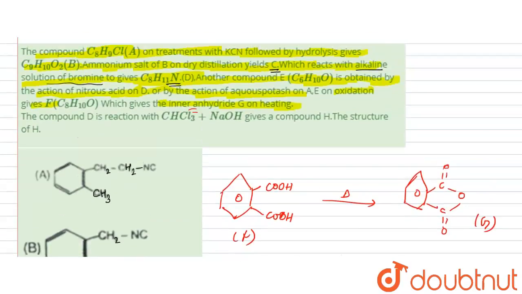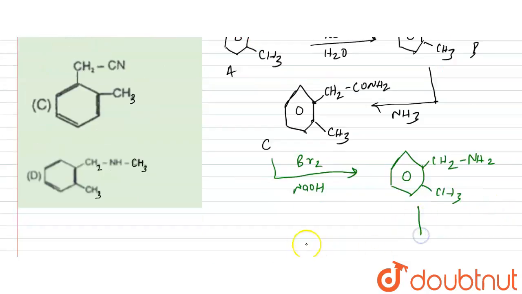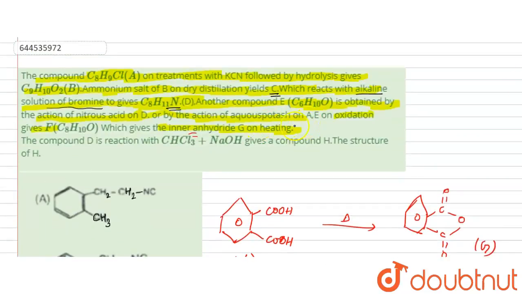Now when you treat this with HNO2, the action of nitrous acid, what will happen? Instead of NH2, OH will be attached. So you have this benzene ring, and then you have the CH2, and finally you have OH here, and then here you have CH3. So this is the compound E which is formed here.